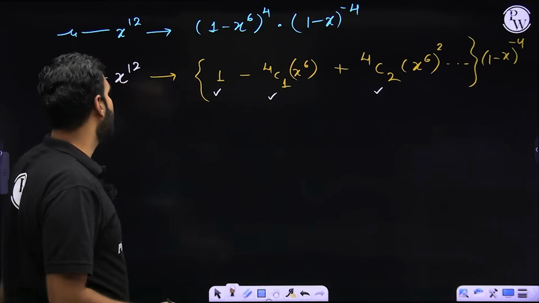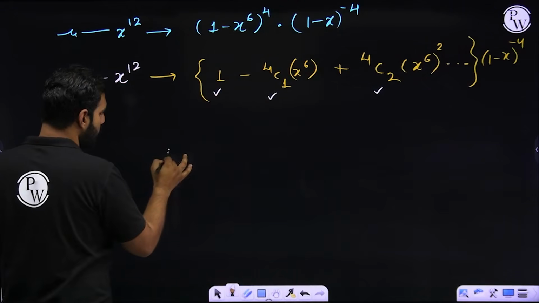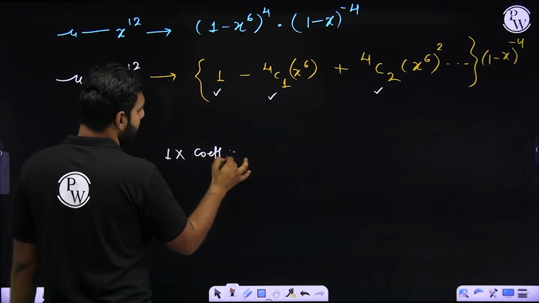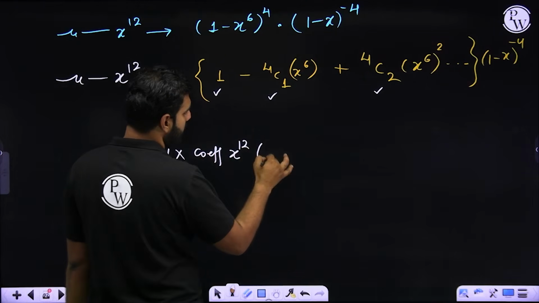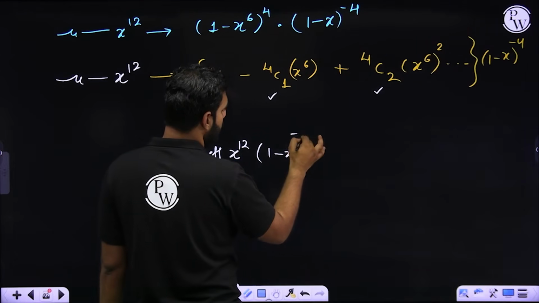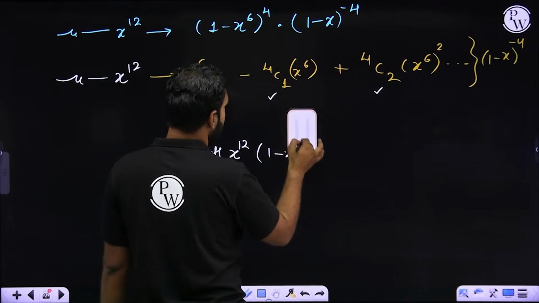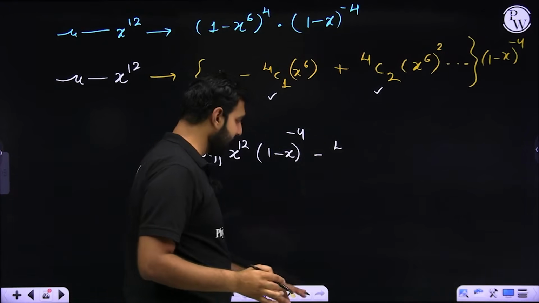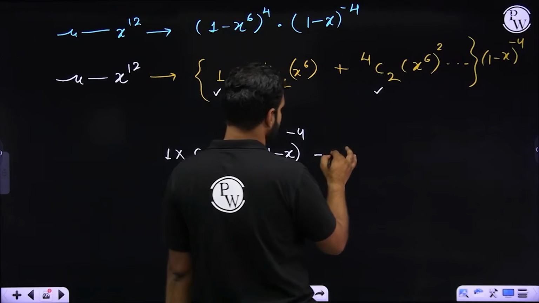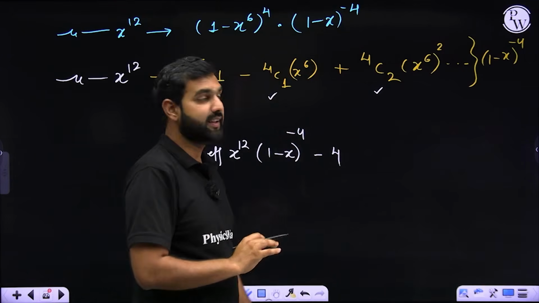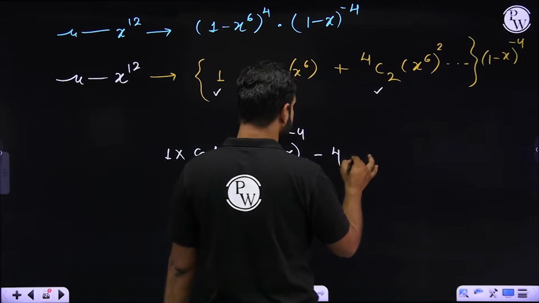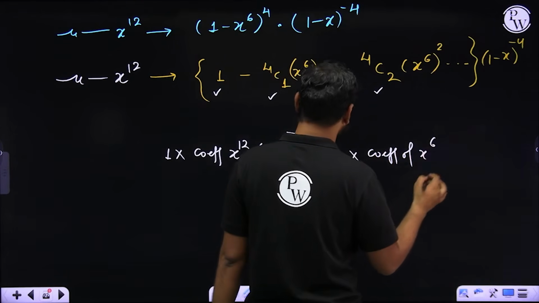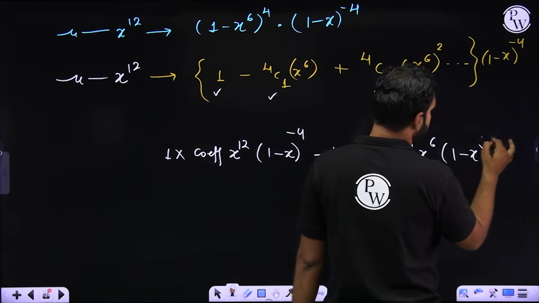Now, what I'm looking for is 1 into the coefficient of x to the power 12 in what? In 1 minus x to the power minus 4. What's wrong with this? Minus 4C1. Can I write 4C1 as 4? We know that 4C1 is basically 4 into x to the power 6 is already there. So now I'll find 4 into the coefficient of x to the power 6 in, again, 1 minus x to the power minus 4.